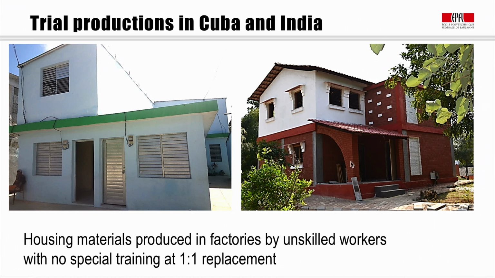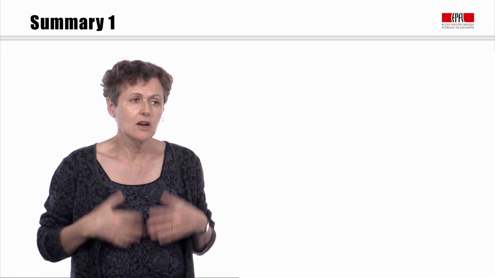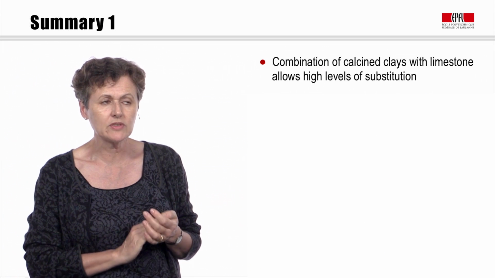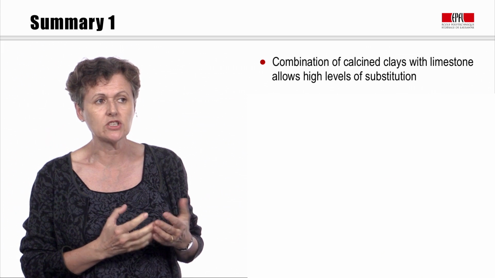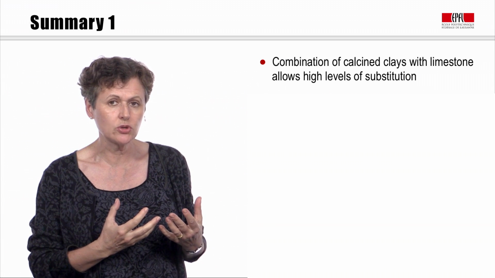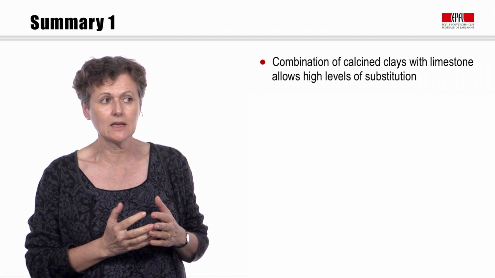And in this case, in India, we made a more detailed calculation of the CO2 savings, and we could calculate that about 7 tons of CO2 were saved just in this one single house by using LC3 materials compared to the existing materials. So let's look at what we've seen in this module. What we've seen is how we can use a combination of calcined clay with limestone to go to much higher levels of substitution than is typical in pozzolanic cements.